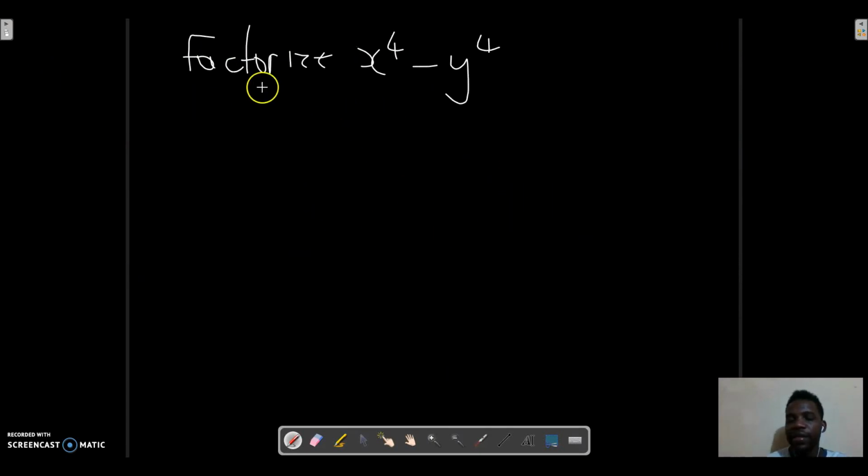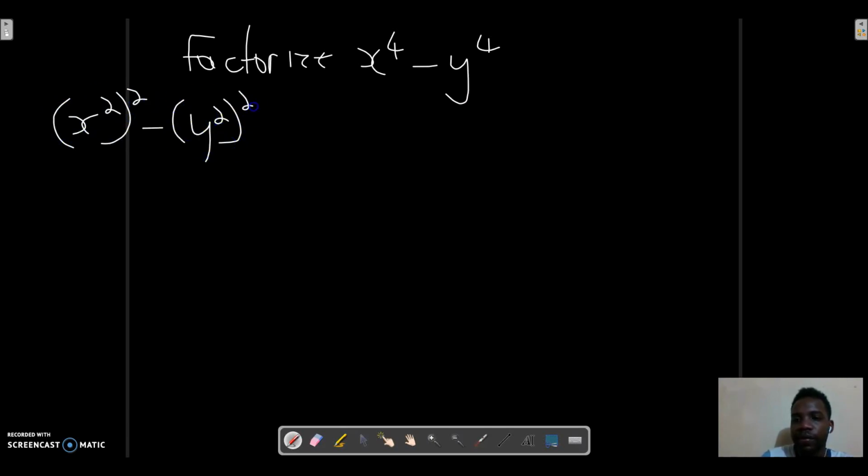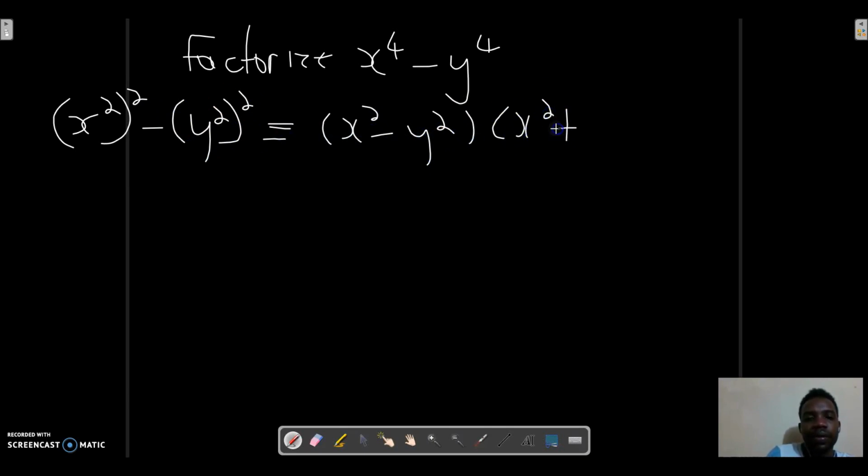Now for my next example, what if I tell you to factorize x to the 4 minus y to the 4? The first concept is that I can look at this as the difference of two squares. What do I mean by that? x to the 4 can be written as x squared, by laws of indices, minus y squared, which means that when I factorize this, I'm going to have x squared minus y squared times x squared plus y squared.